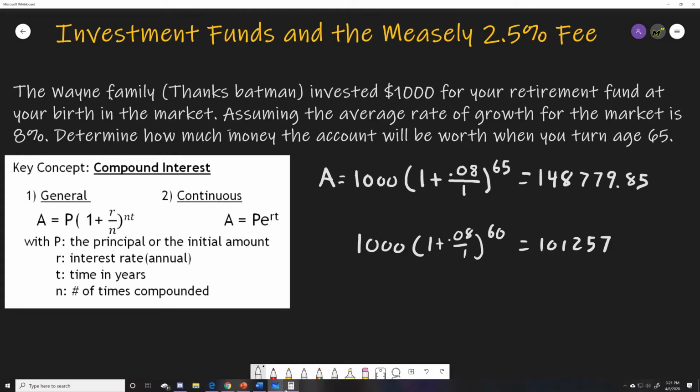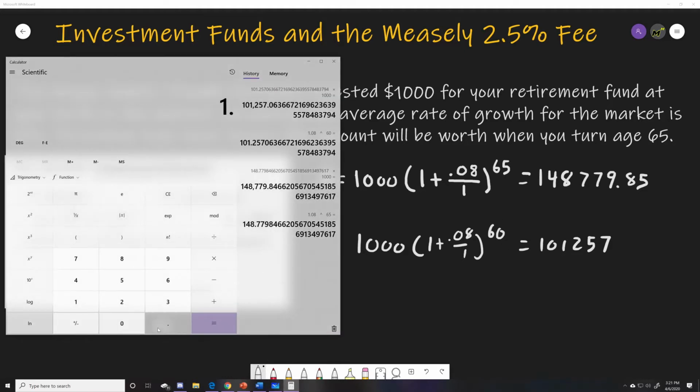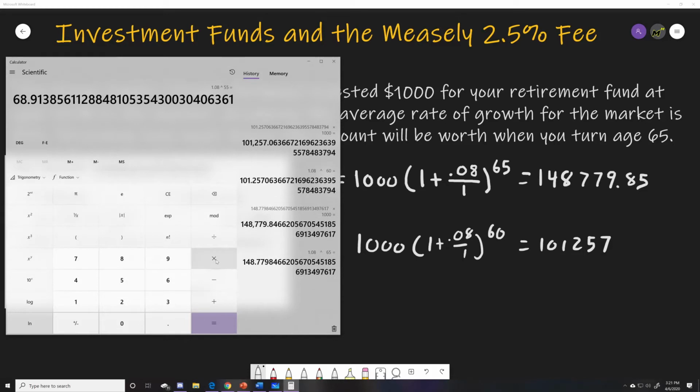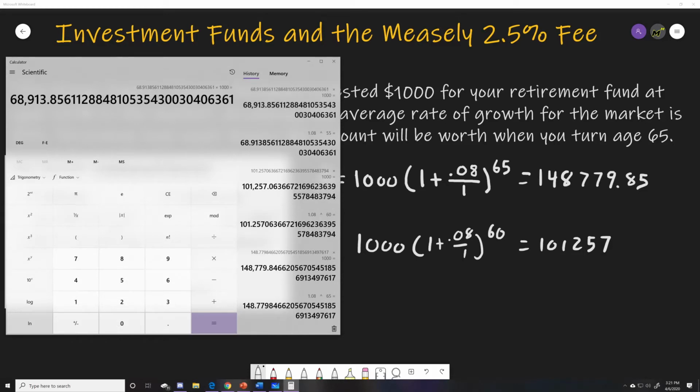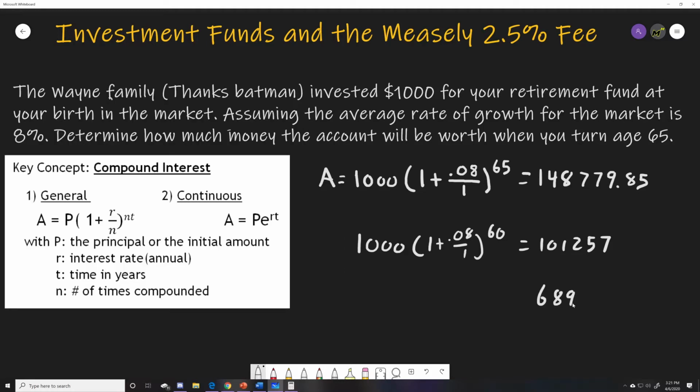Let's say we had age 55, so 1.08 to the 55th power times 1,000. And that was even at $68,913. And so at age 55, it was even less. And so that's the power of exponential growth, because it may grow slowly at first, but man, it takes off at the very end, because even at age 55, you're at $68,000 in your fund. For the last 10 years, boom, shot up all the way to around $148,000.